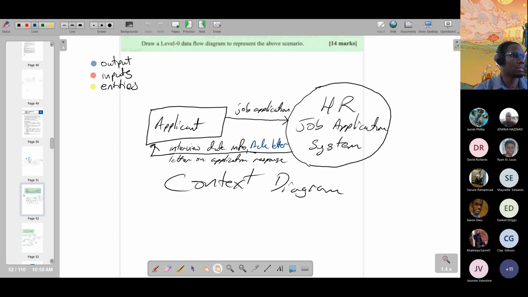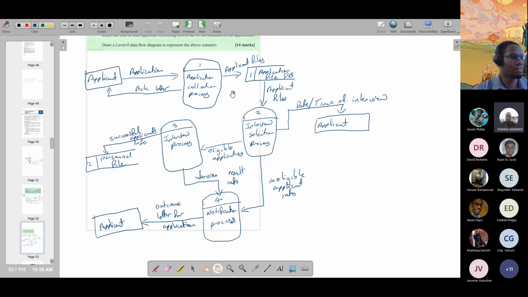Yes, Hazard. So those are the boxes, right? The boxes you have labeled 1, 2, 3, and 4. We have to use those boxes for processes. I would recommend these, yes. Okay, and the rectangular boxes for storing things. The open rectangle is for storage, and the closed rectangle is for entities. And every arrow must have annotation on it.